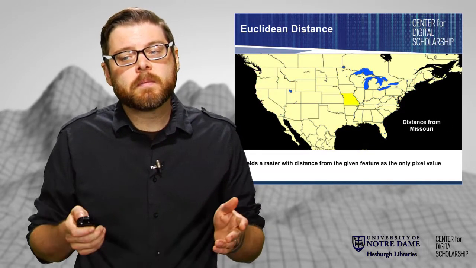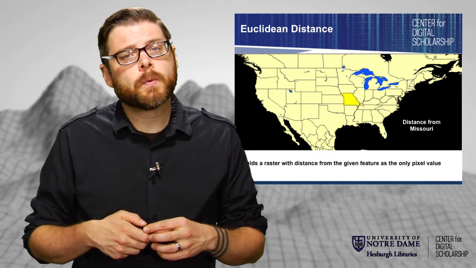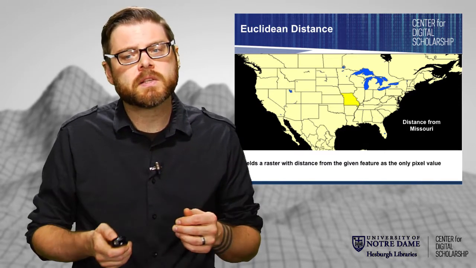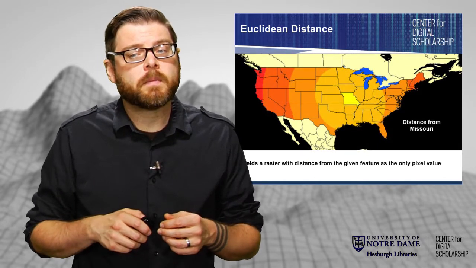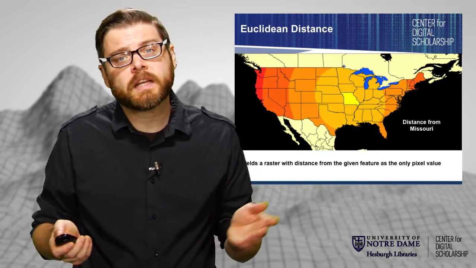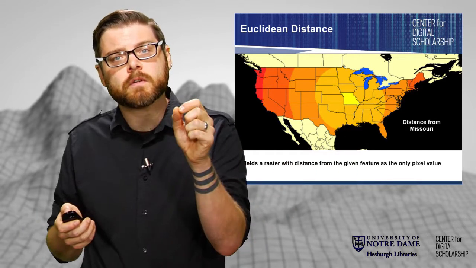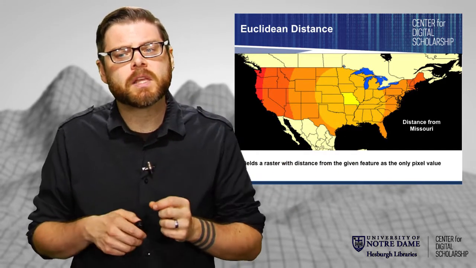But we're not even limited to this. We can do it for polygons also. So in this case, if we wanted to find out how far away we are from Missouri at any point in the US, we can do that. Anything that's within Missouri is going to be a 0. Anything that's further out is going to be increasing distance from wherever the closest vertex on the edge of that polygon is.